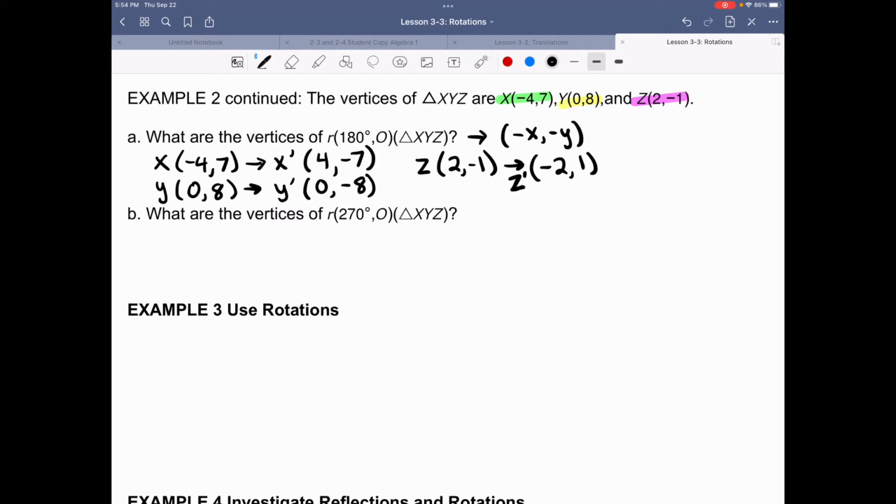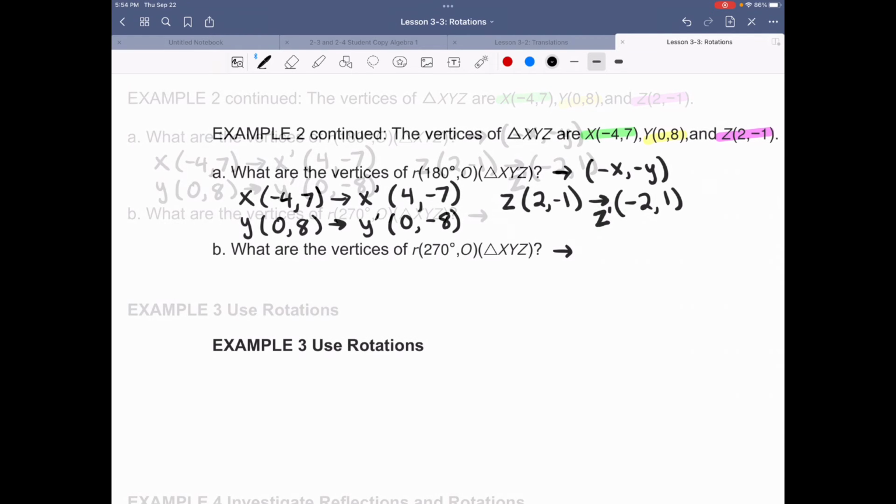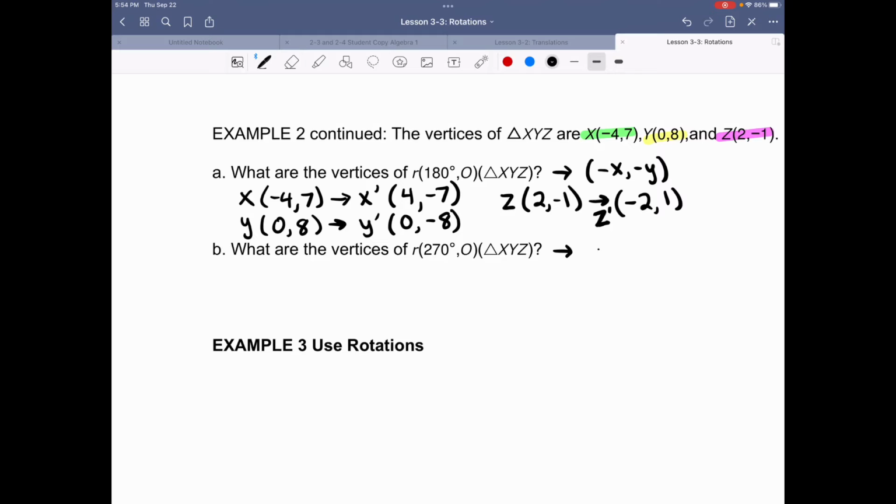So what are the vertices of a rotation of 270 degrees about the origin? We can turn our page back so that we could remember our rule for 270 degrees. So turn your page over. So for the rule, it would be y, negative x. That's the rule for when we rotate 270 degrees about the origin.